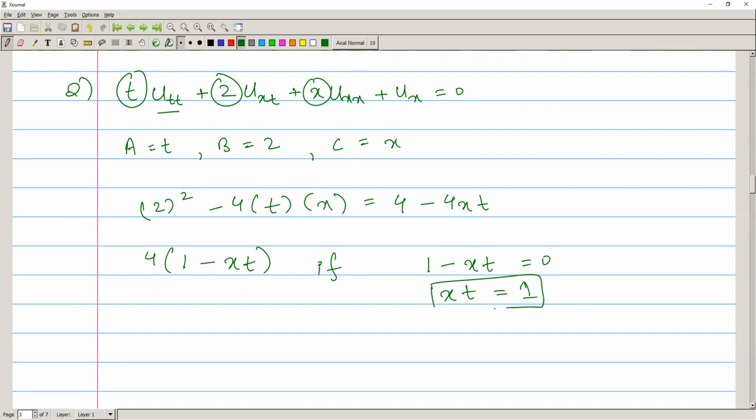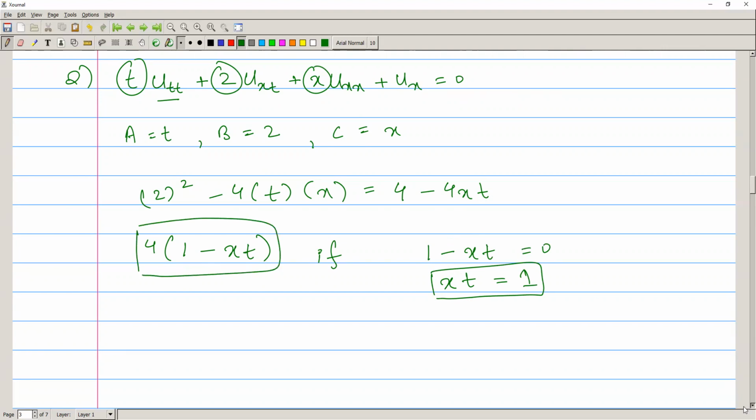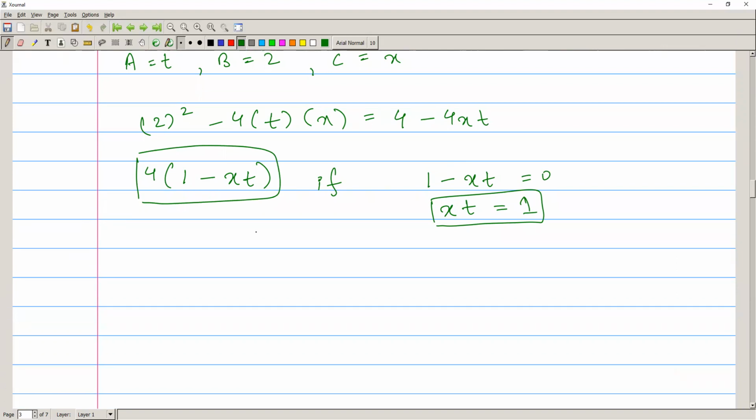So when xt is equal to 1, what will happen? This whole thing will be equal to 0, because 1 minus 1 is 0 and multiplied by 4 will be 0. So when xt is equal to 1, now it's conditional, right? It depends on the values of these variables, because these are the variable coefficients. So when xt is equal to 1, the equation will behave like a parabolic PDE.